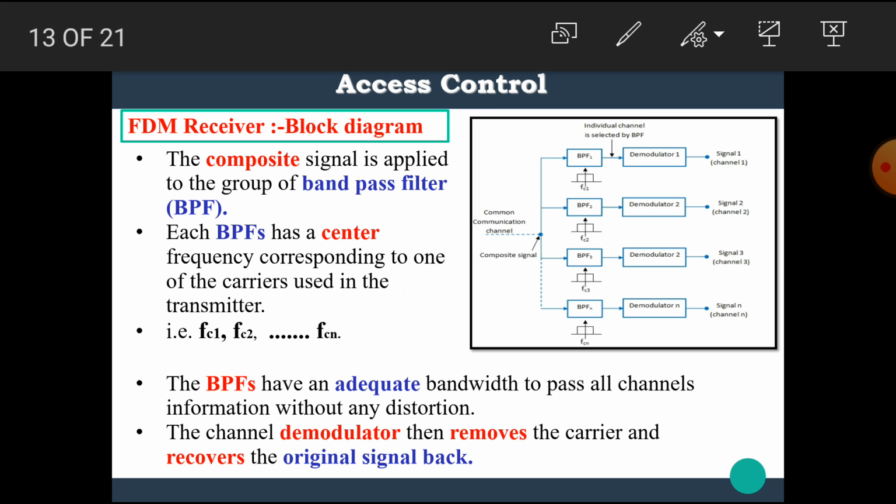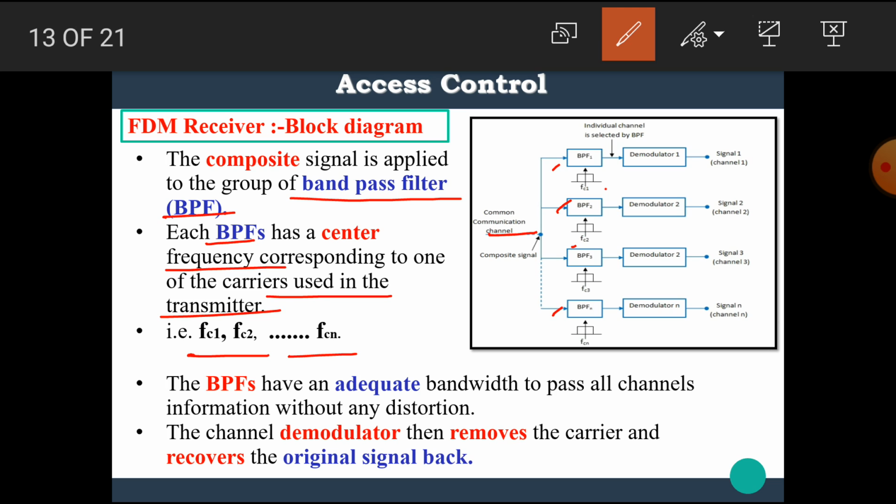Now let's see the detailed description of the FDM receiver. The composite signal is applied to the group of band pass filters. Each band pass filter has a central frequency corresponding to one of the carriers used in the transmitter, that is FC1, FC2 up to FCN. The band pass filters have adequate bandwidth to pass all the channel's information without any distortion. The channel demodulator then removes the carrier and recovers the original signal back.